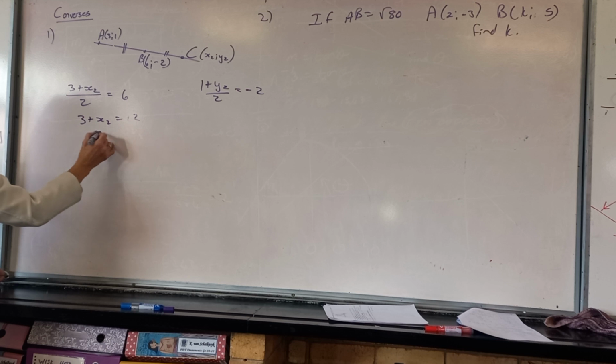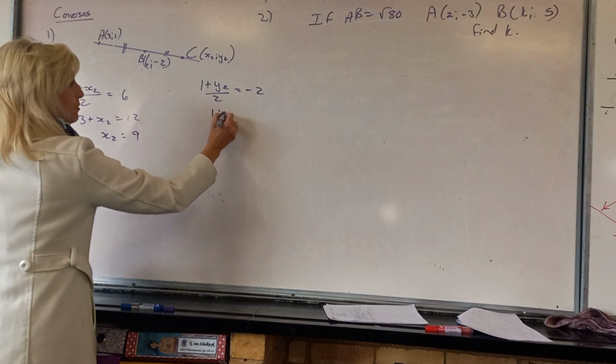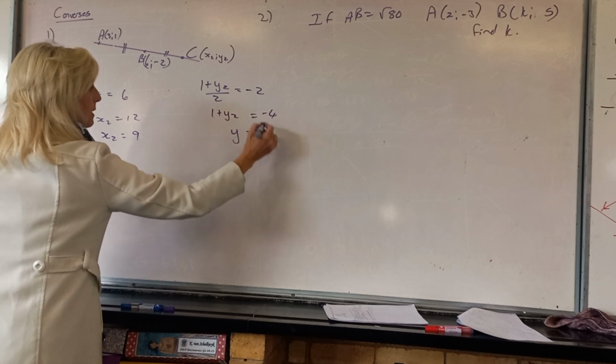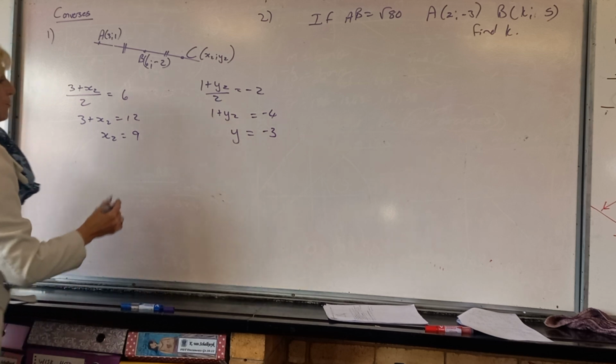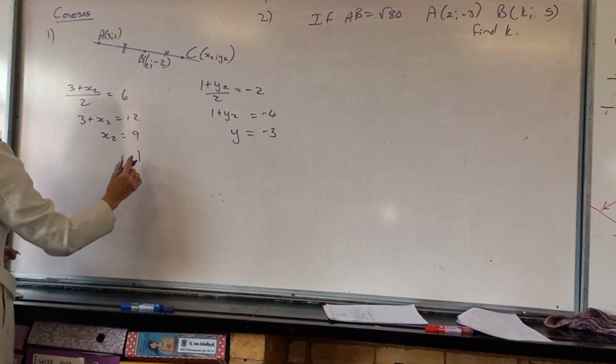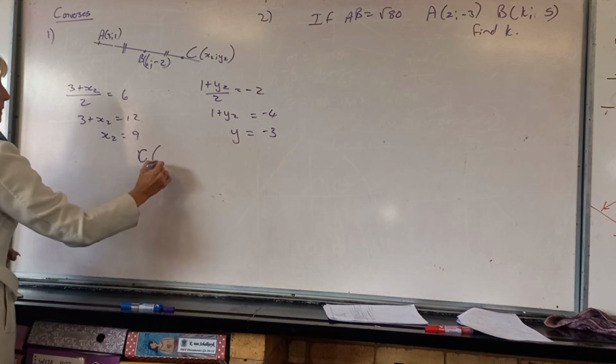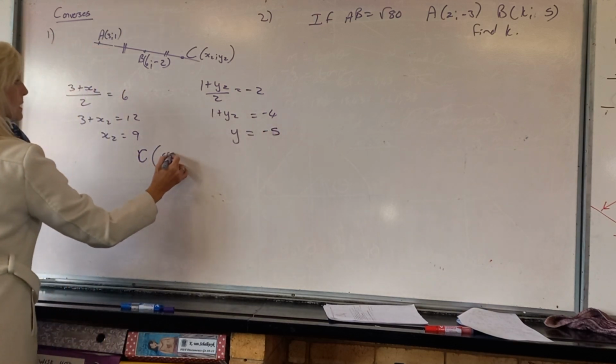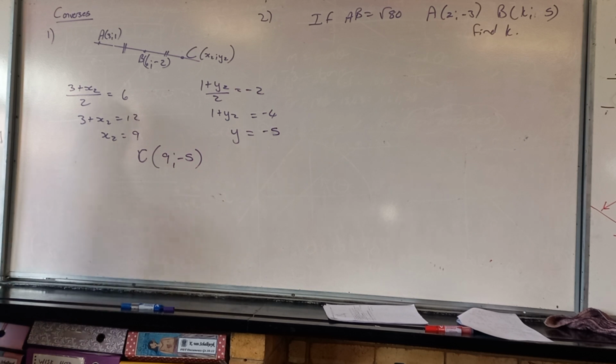12, because I'm timesing. Then I'm subtracting and I'm getting 9. First of all, times by 2, you're going to get negative 4. Then you're going to say plus, that's going to give me negative 3. So that B or C point is 9 and negative 5 and I'm done.